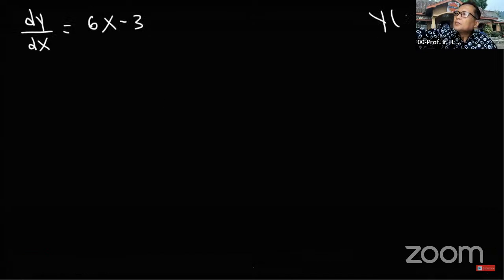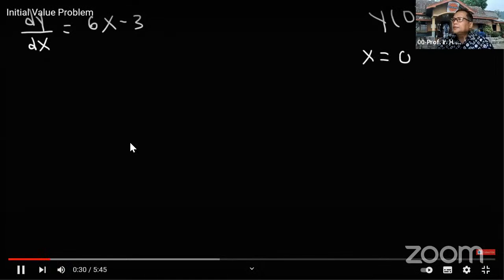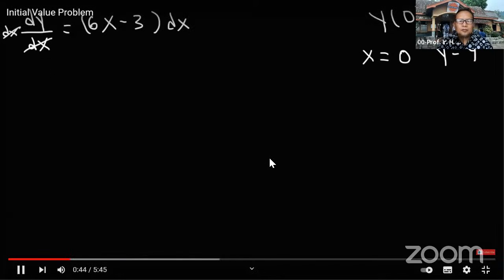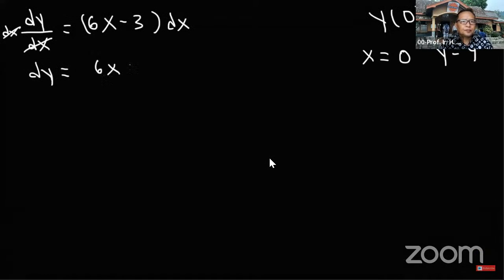So let's start with this example problem. First, let me adjust the size on this. So let's say that dy over dx is equal to 6x minus 3. And we're given the point y of 0 is equal to 4. So this means that x is 0 and y is 4. How can we solve this differential equation? The first thing I'm going to do is multiply both sides by dx. So I have dy is equal to 6x minus 3 times dx.